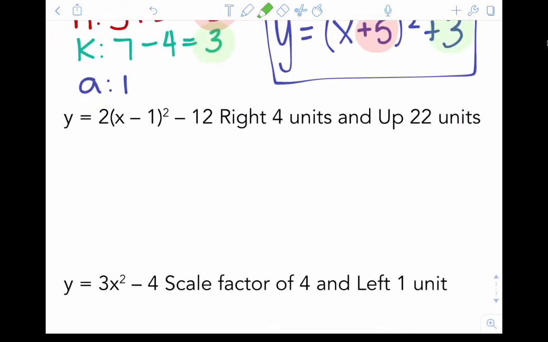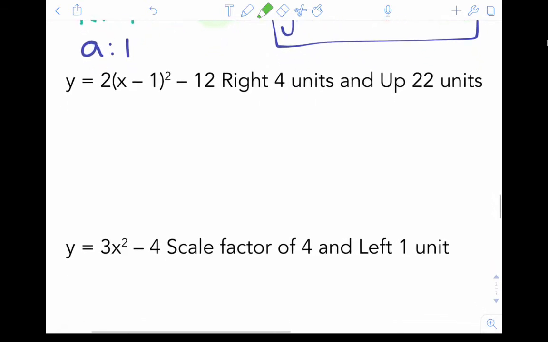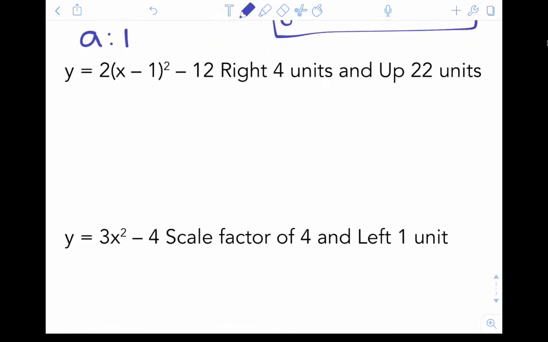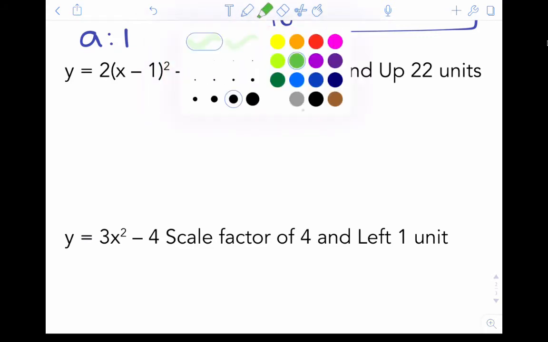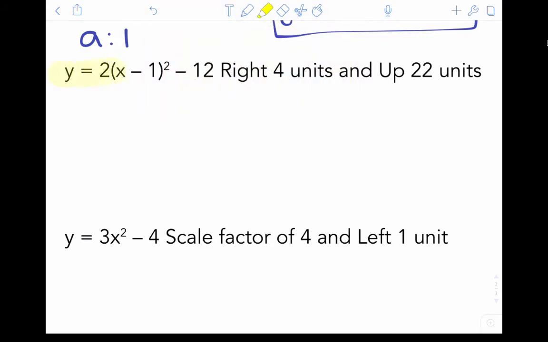Let's try another one of those. So this next one, I have the equation y equals 2 times the quantity x minus 1 squared minus 12. So first I'm going to think about my h, which is left and right. So my h starts at -1, and it goes right 4, which means I'm subtracting by 4, so this becomes -5.